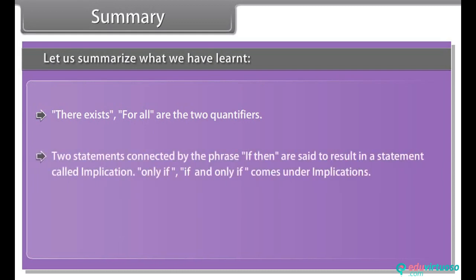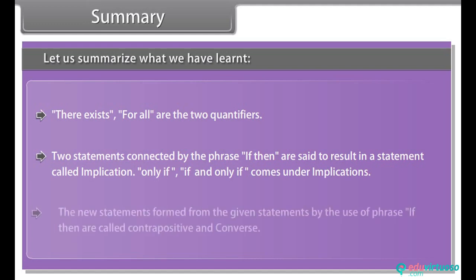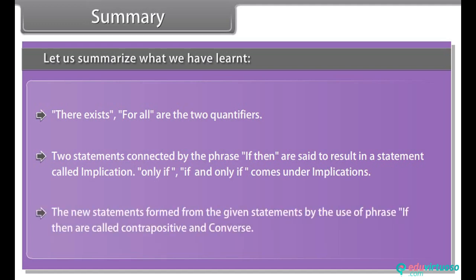Two statements connected by the phrase if-then are said to result in a statement called implication. If and only if comes under implications. The new statements formed from the given statements by the use of the phrase if-then are called contrapositive and converse.